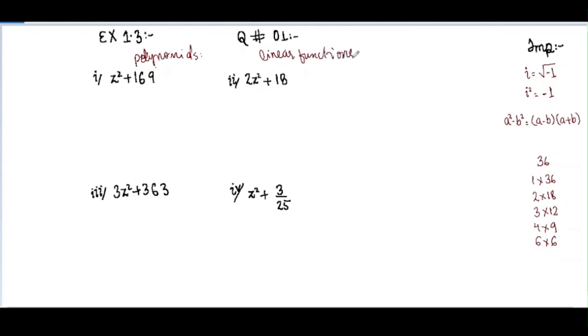Now what is a linear function? Any function that has power equal to 1, the greatest power of any function, if it is equal to 1, then it is called a linear function. For example, x plus 3, y plus 7, and so on, z plus 1. And if it is just written z, then it is also a linear function.